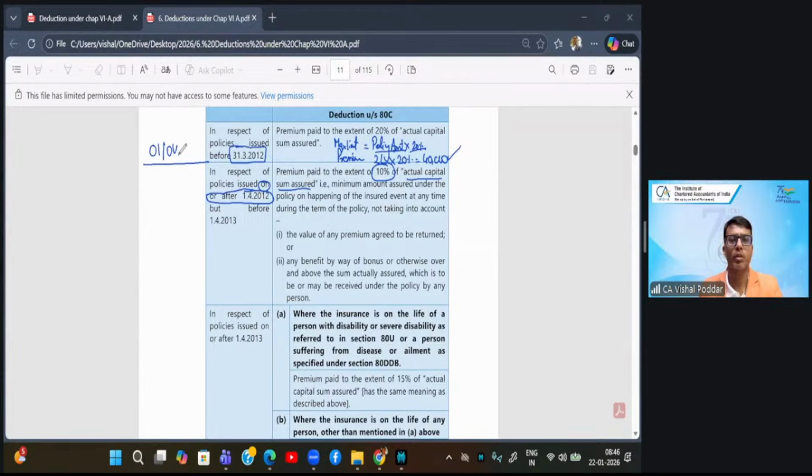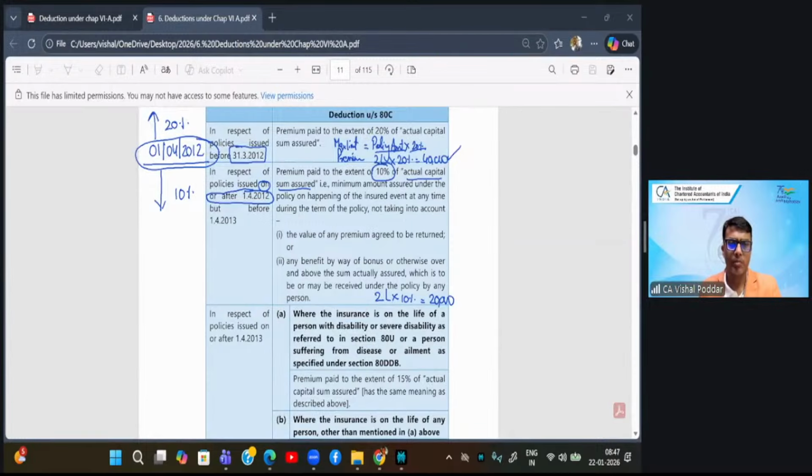1st April 2012. Policy taken before this, 20%. Policy taken after this, 10%. So in the same example here, if the policy is of 2 lakhs and it is taken after 1st April 2012, then you get deduction up to maximum 20,000 of the premium. So if your premium is above 20,000, you will take deduction up to 20,000.